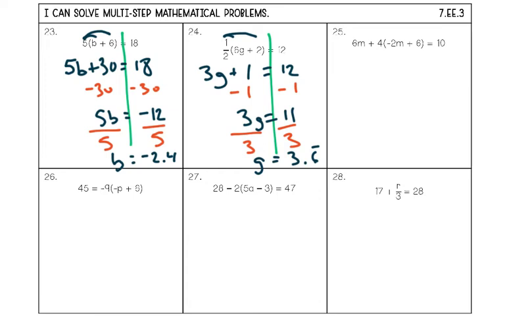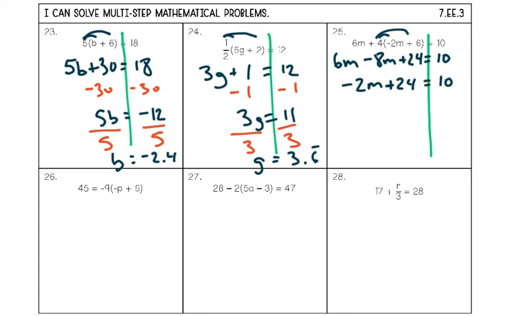On 25, I see an equation, so I'm going to draw my line down the equals, and I'm going to look for anything I can do on each side. I see a 4 next to parentheses, so I'm going to distribute the 4. That gives me negative 8m plus 24, and I'm going to bring down everything else. So I've got a 6m, and I have a 10 on the other side of the equal sign. I'm still going to see if I can combine anything. I see 6m's take away 8m's. I can combine those like terms. That would leave me with negative 2m's, and I just brought down the plus 24 and the equals 10.